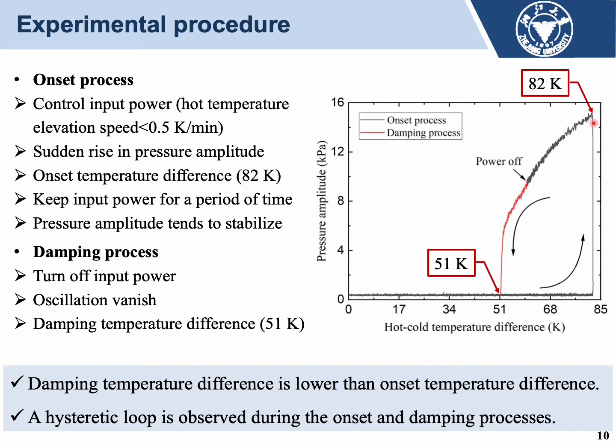After a period of time, when the pressure amplitude tends to stabilize, the input power is turned off, and the damping process begins. When the hot-cold temperature difference drops to 51 Kelvin, the oscillation completely vanishes, and 51 Kelvin is considered as the damping temperature difference. We can see that the damping temperature difference is lower than the onset temperature difference, and the hysteretic loop is observed during the onset and damping processes. A similar phenomenon has also been detected in other types of thermoacoustic engine.